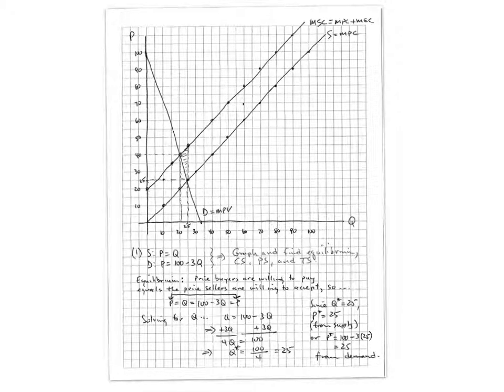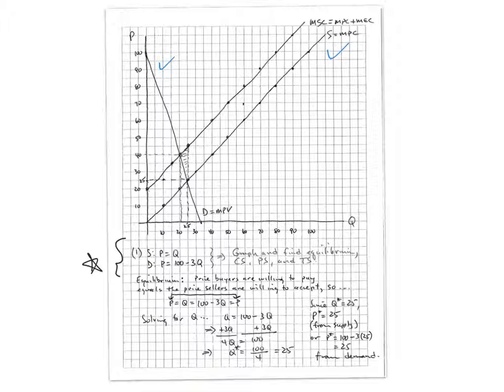All right, in this case we have, to begin the problem, a supply equation and a demand equation here. We're starting with the assumption that P equals Q represents supply, and our supply in the graph is right here, and that P equals 100 minus 3Q is our demand. Right? That's given information in this case.